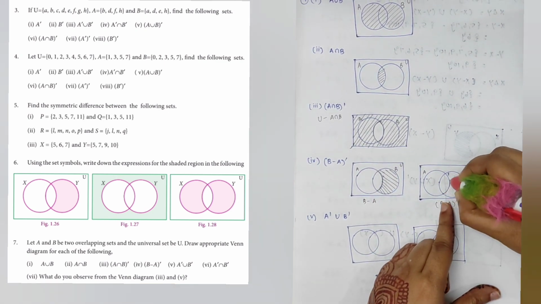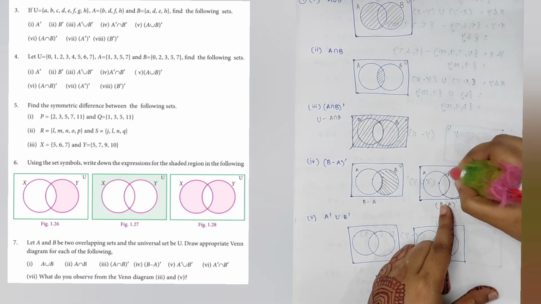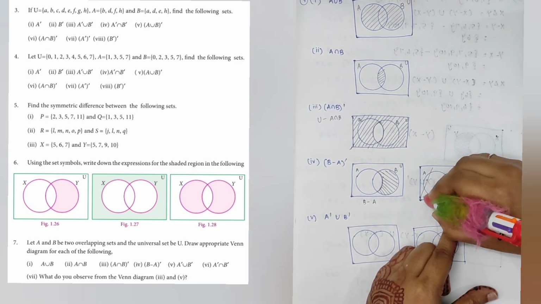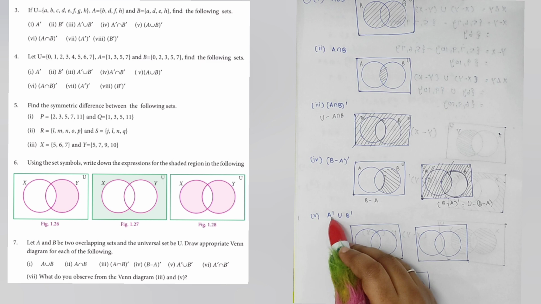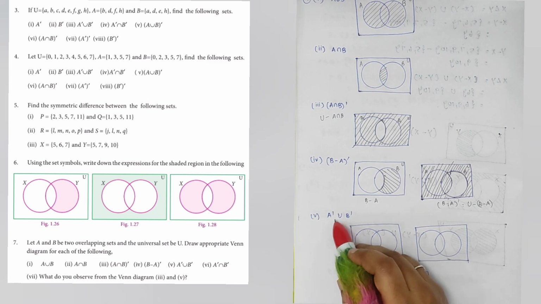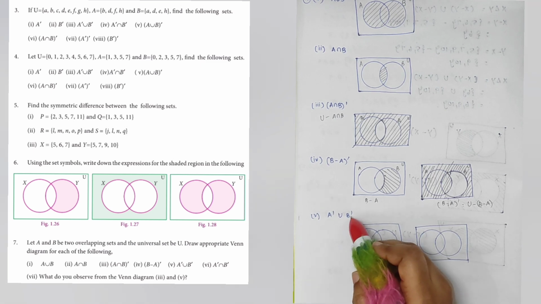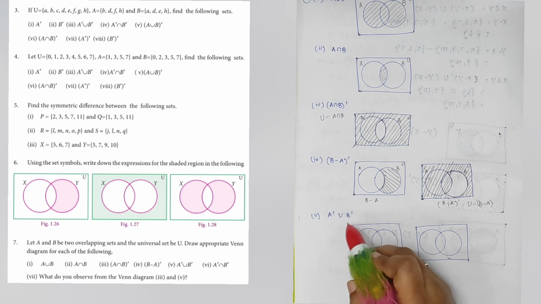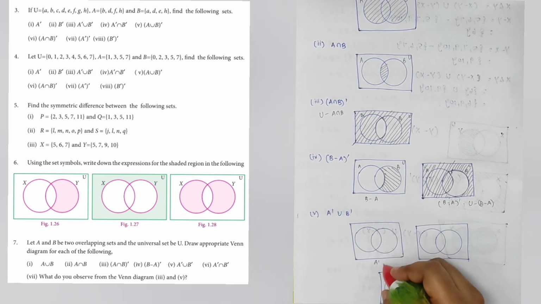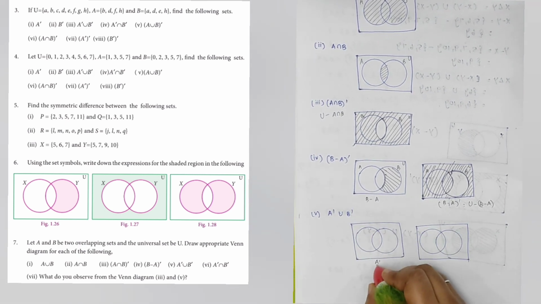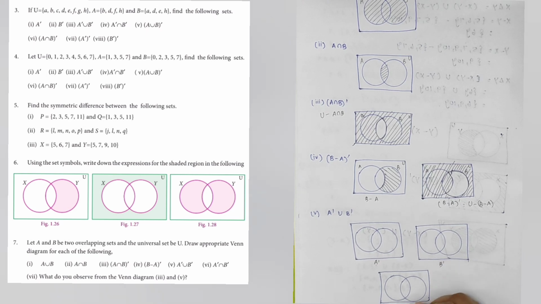So except this part, you're going to shade the rest of the region. Next question is A complement union B complement. So here first let's do it for A complement, then for B complement, then we have to do it for A complement union B complement. So mark this Venn diagram as A complement, this as B complement, and this as A complement union B complement.